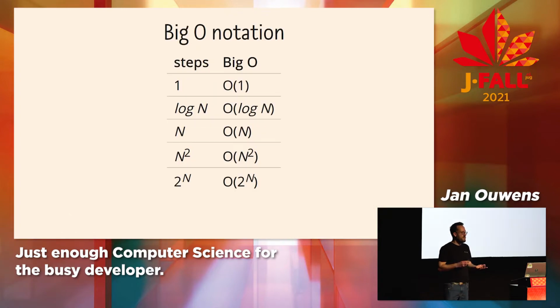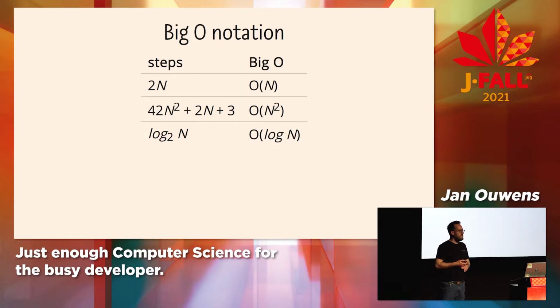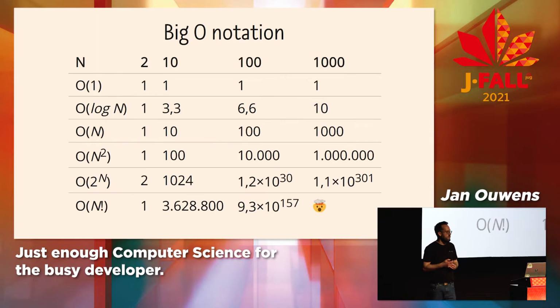So if you have a complexity of a certain number of steps, then you could write that down in the big O notation. So if you have one step, you say big O of 1. If you have n steps, you say big O of n, etc. But the funny thing is that if you have 2 times n steps, then we still say big O of n. And if it gets more complicated, we just pick the biggest n that we have, and that's the big O. And that makes it easy to reason about these algorithms.